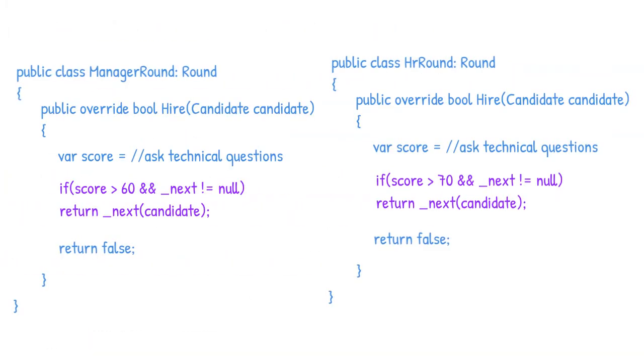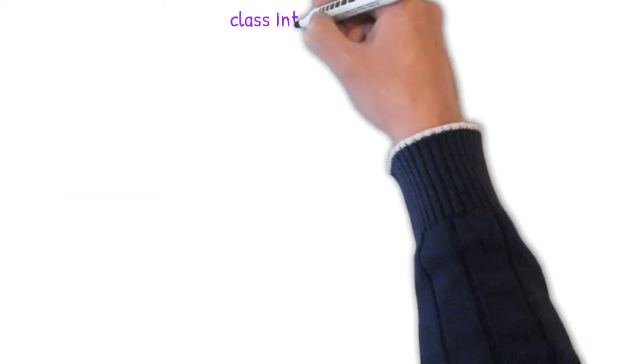Similarly, all the rounds like manager round and HR round will ensure that whenever a candidate meets the expected score, that candidate will be sent to the next round. Well, the design part is ready to support chaining, but we still have to implement the part which will actually ensure the right sequence is created.